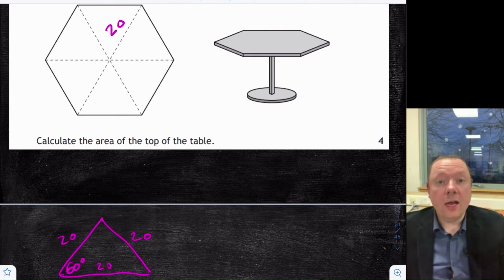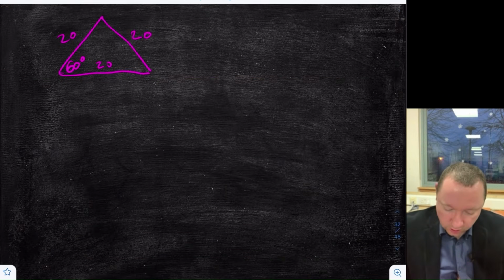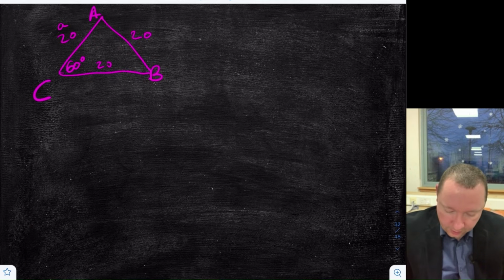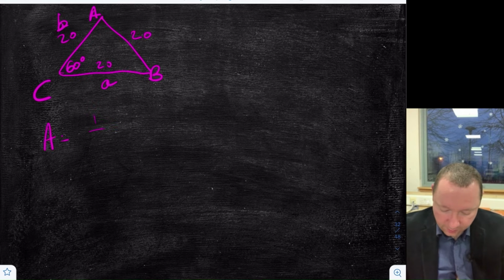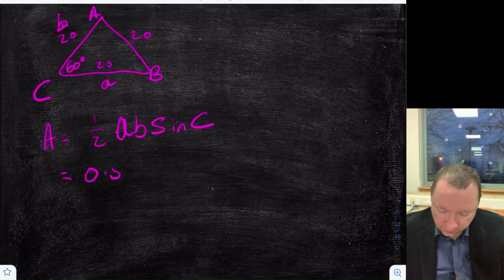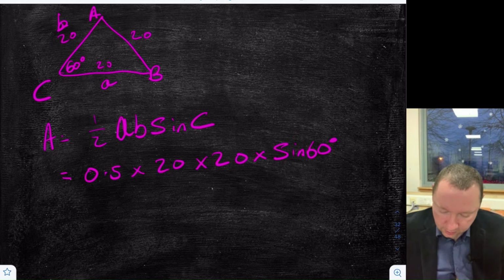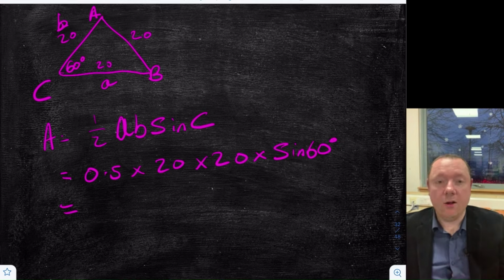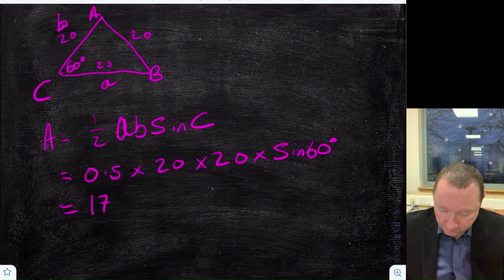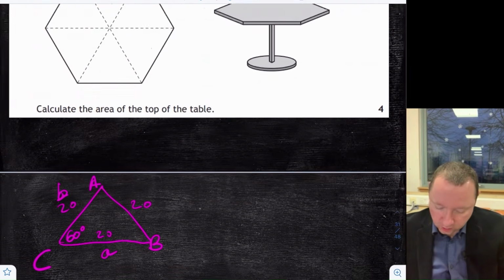And now we can use area of a triangle. So let's look at this triangle. We can call that C, A and B. That could be A, and that could be B, sorry, and that could be A. So now area is a half AB sine C. So that's 0.5 times 20 times 20 times the sine of 60 degrees. Again, it's a calculator question, so just get your calculator out and work it out. That'll be 173.2 square centimetres.